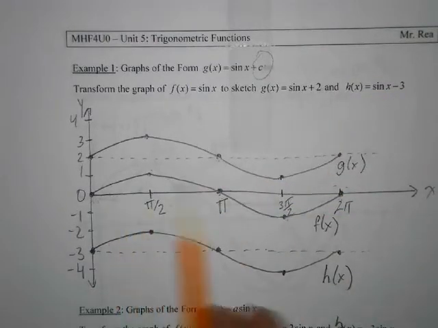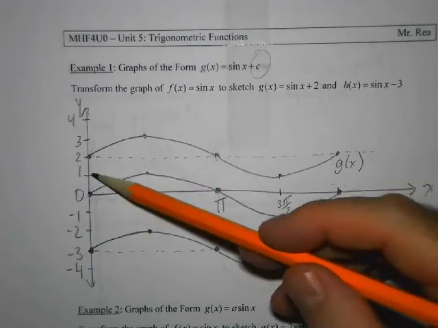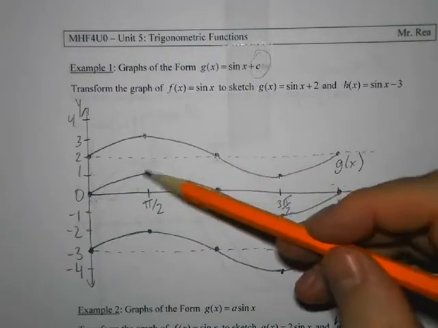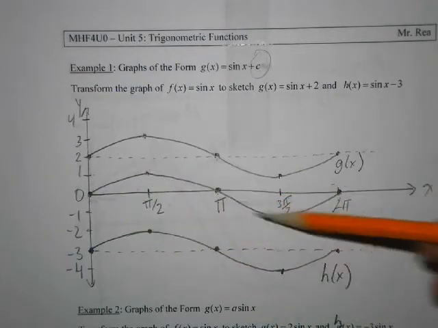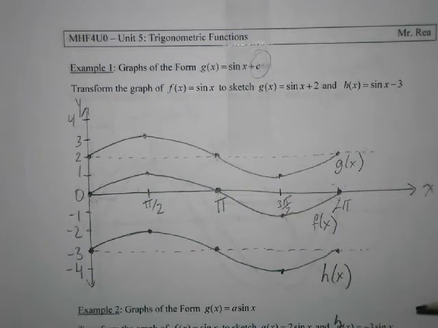So when I draw my graph, I know where my maxes and mins are. My max is at 1, my min's at -1. So I just do these 5 points, 1, 2, 3, 4, 5, and then I just do a nice smooth curve to make my graph.